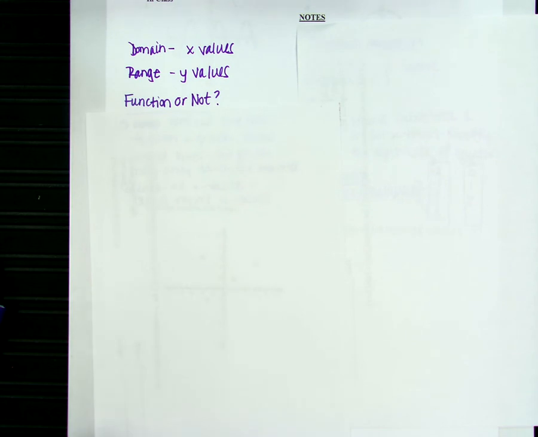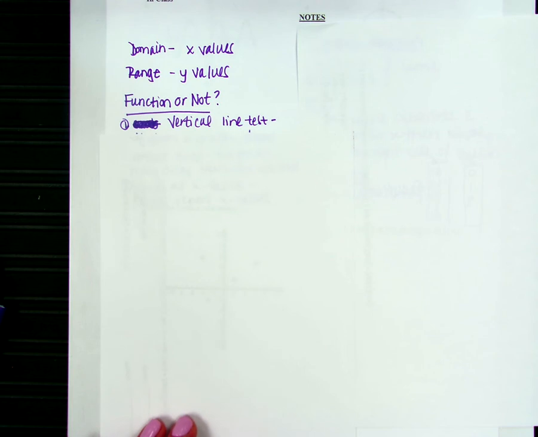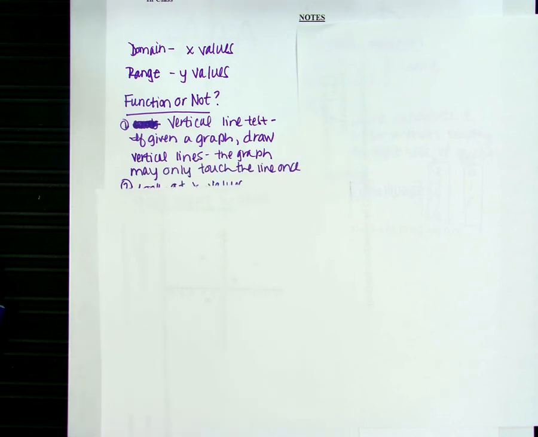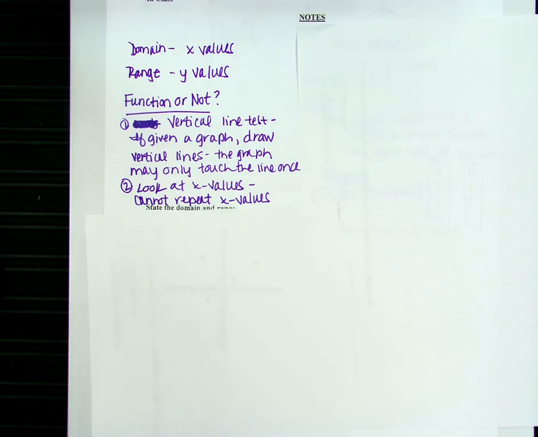There are two ways that we can do this. If we look at a graph, we can identify it by the vertical line test, which means we're going to draw in a vertical line. If we draw vertical lines, the graph may only touch the vertical line once. We'll do a couple example problems like that, but if the vertical line we've drawn touches the graph in more than one spot, then it does not pass the vertical line test and it is not a function.